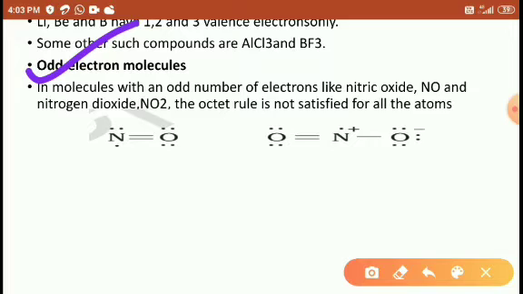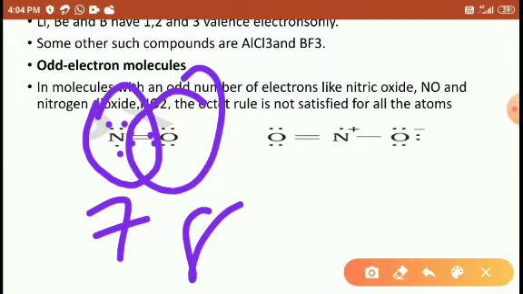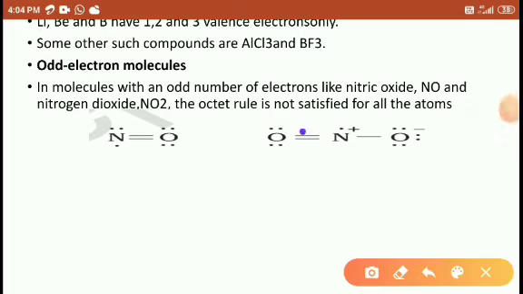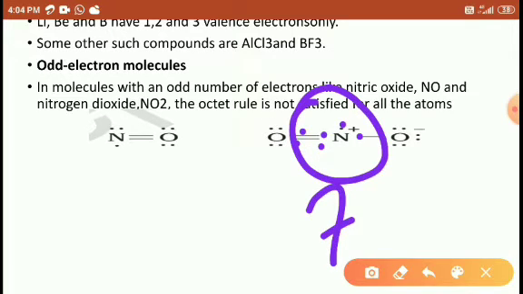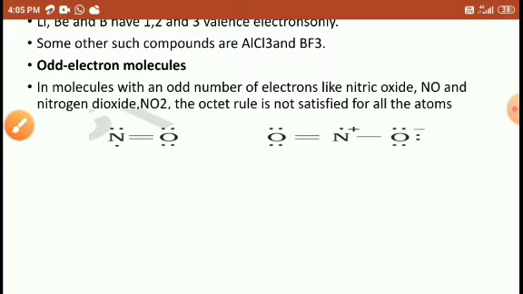Odd electron molecules. These are molecules with an odd number of electrons, like nitric oxide. It means that in the molecule, one of the atoms has an odd number of electrons. Here the nitrogen has 1, 2, 3, 4, 5, 6, 7 electrons, and the oxygen has 8 electrons. So nitrogen has 7 electrons, which is less than an octet, while the oxygen has 8 electrons. So nitrogen has an odd number of electrons here.